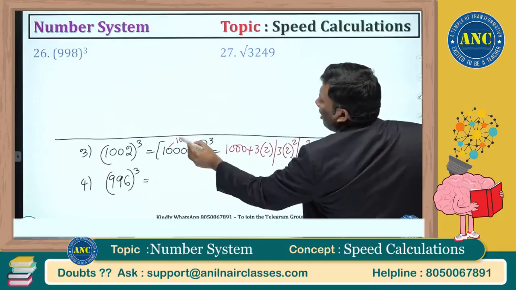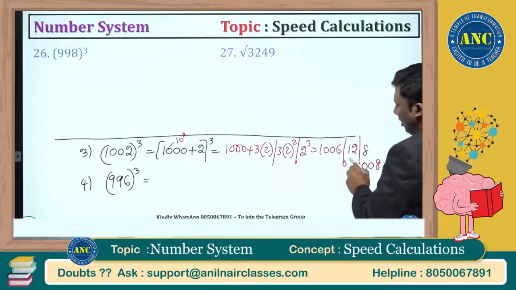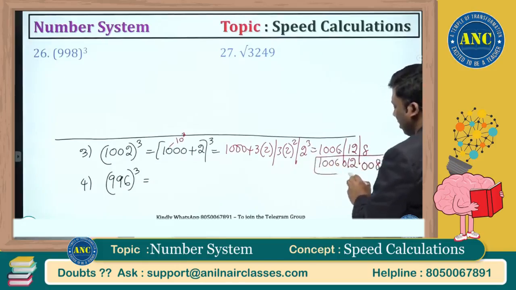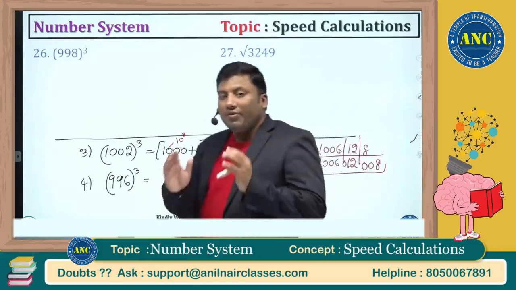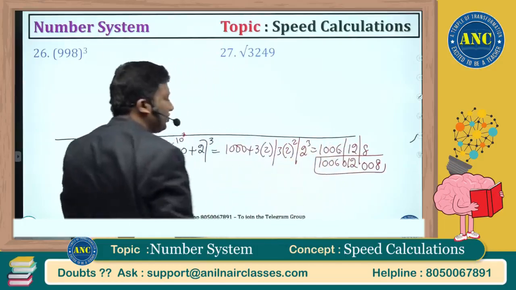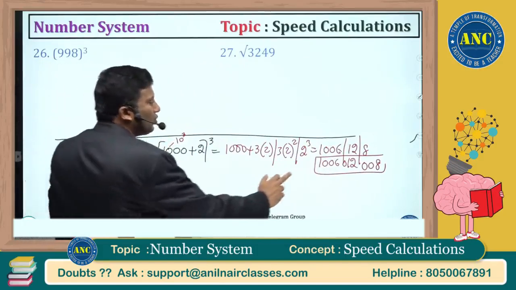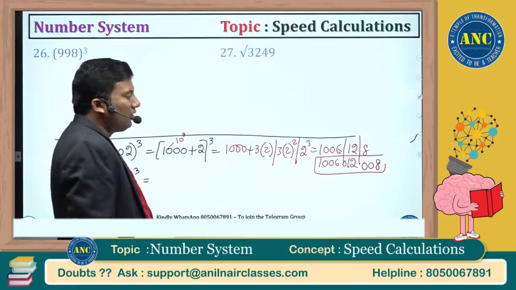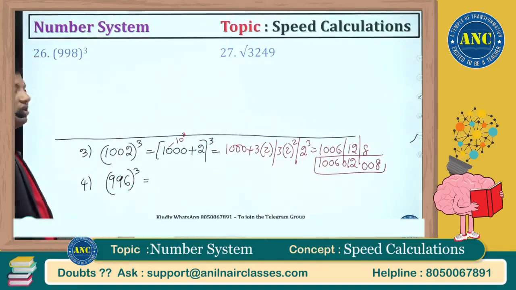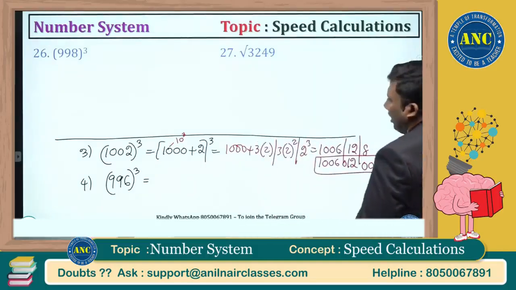1000 is 10 power 3, so in the last two places we need 3 digits. 8 in 3 digits is 008. 12 in 3 digits is 012. And the remaining is 1006, so the answer is 1006 012 008. This is the reason why I kept this question, just to explain these last two steps. Why did these zeros come into the picture? I hope the idea is clear.